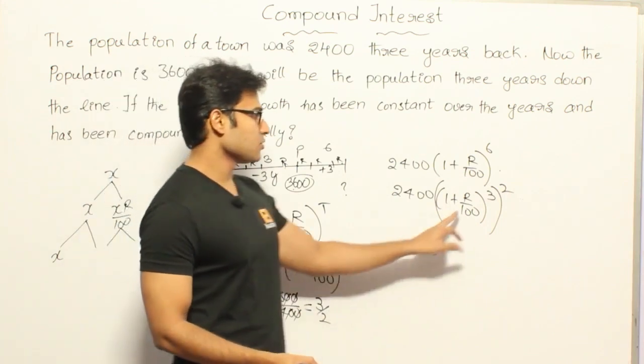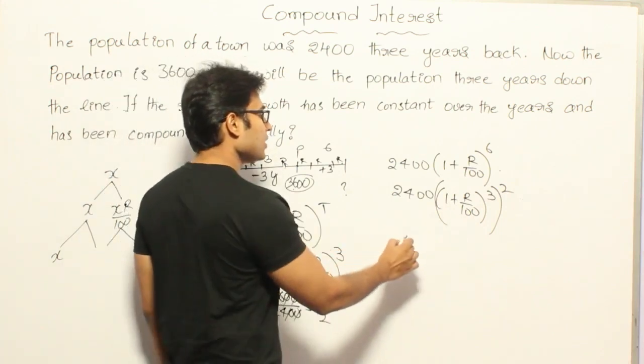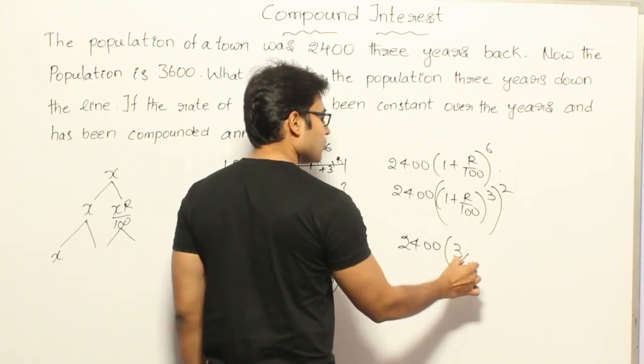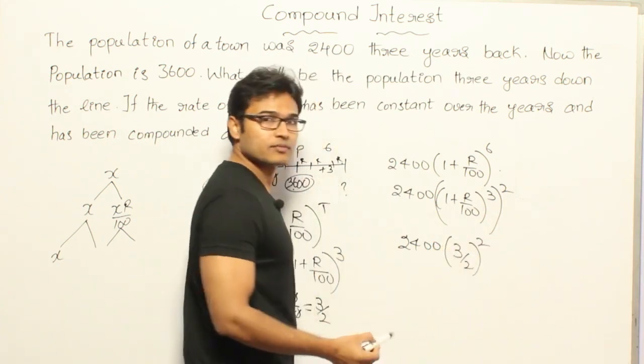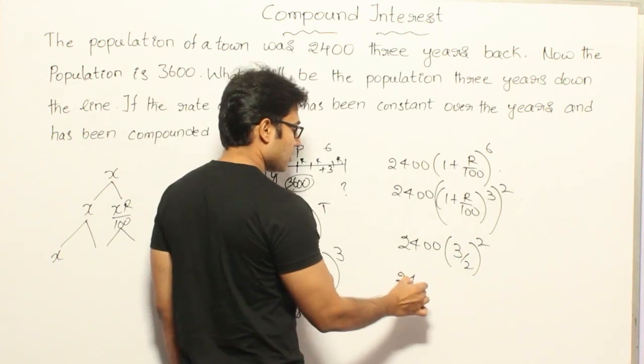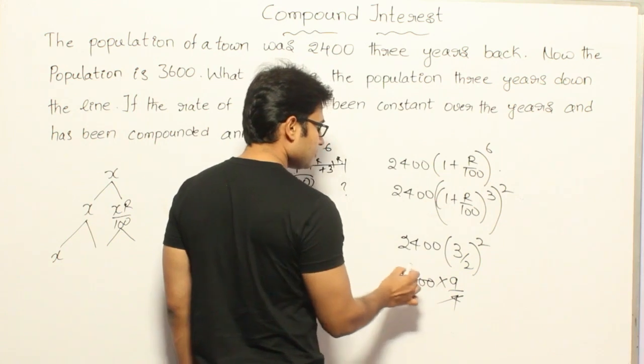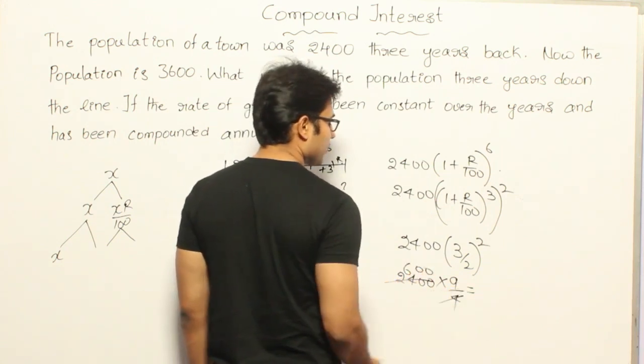Now we know the value of (1 + R/100)^3, so I can directly substitute over here. Then what do I get? 2400 into (3/2) to the power 2. Now what do I get? 600 into 9, that is 5400.